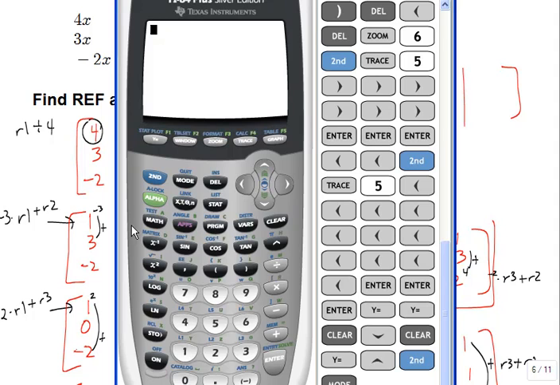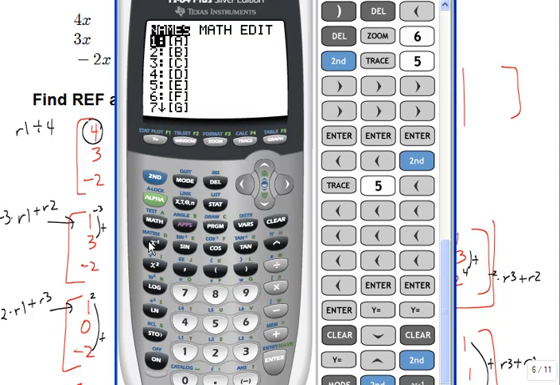So in order to access the matrices capabilities on your calculator, you're going to need to press second x to the negative 1. And this is what you should see. There are 3 different things up here across the top. The names here, this just enables you to access any matrix. Matrix A, matrix B, and so forth.